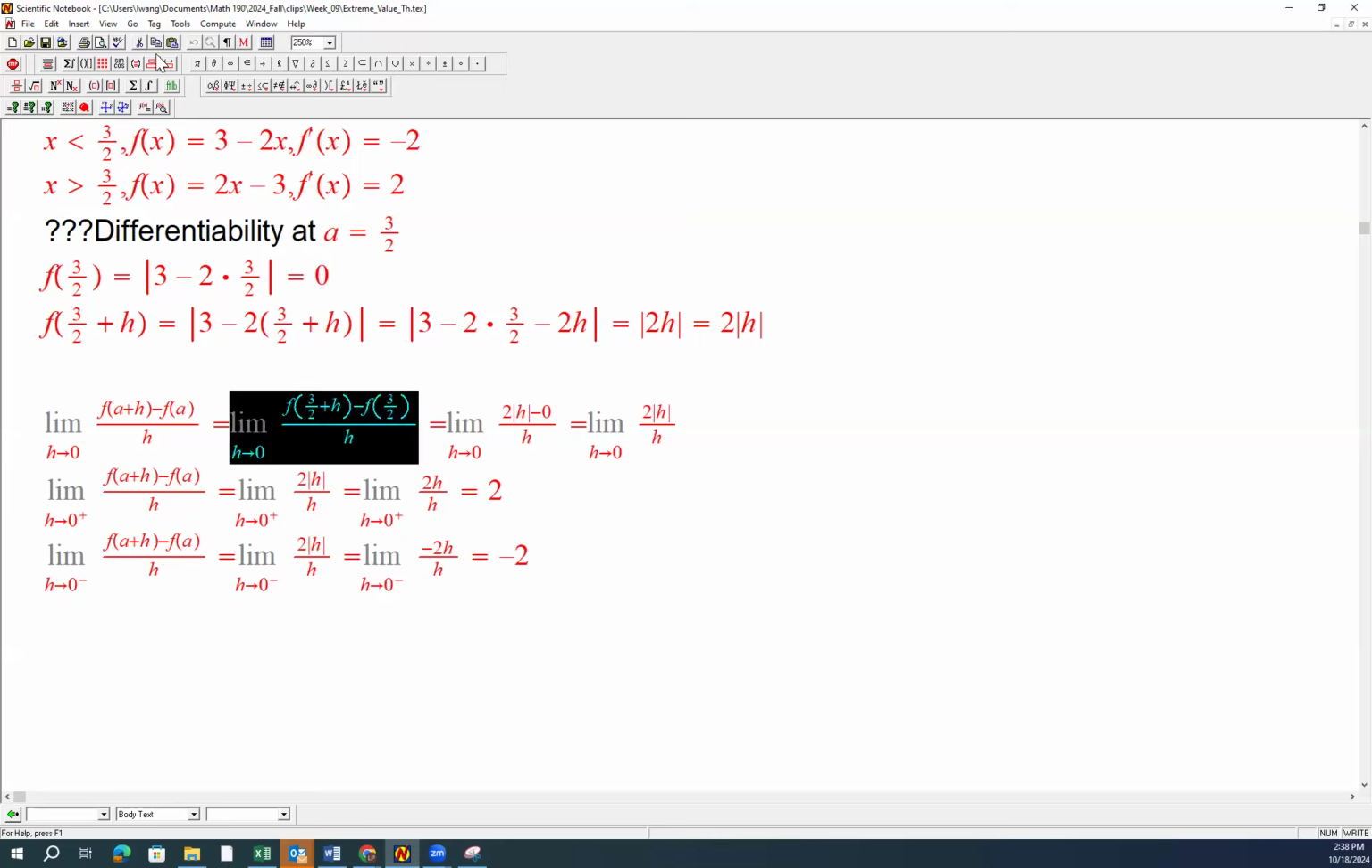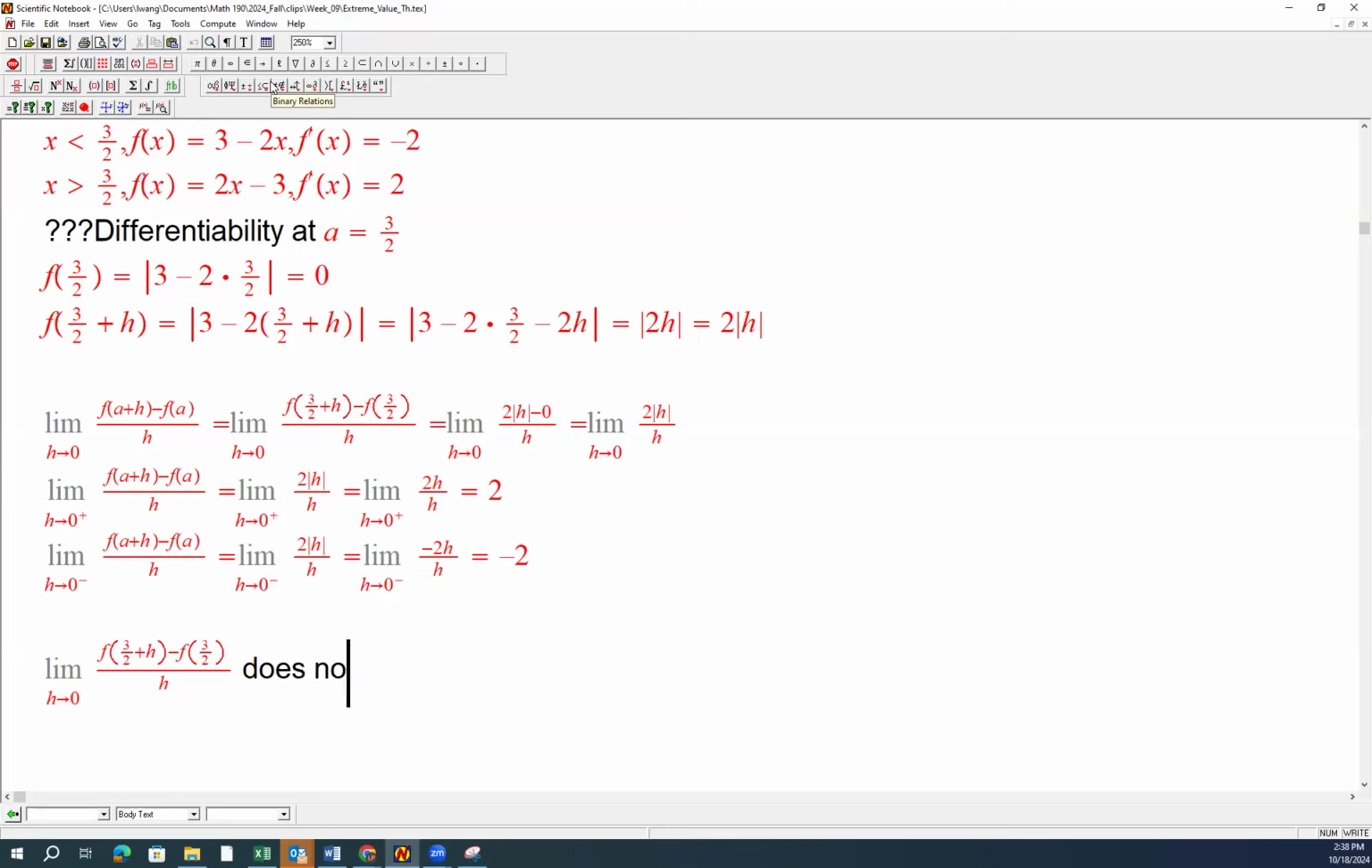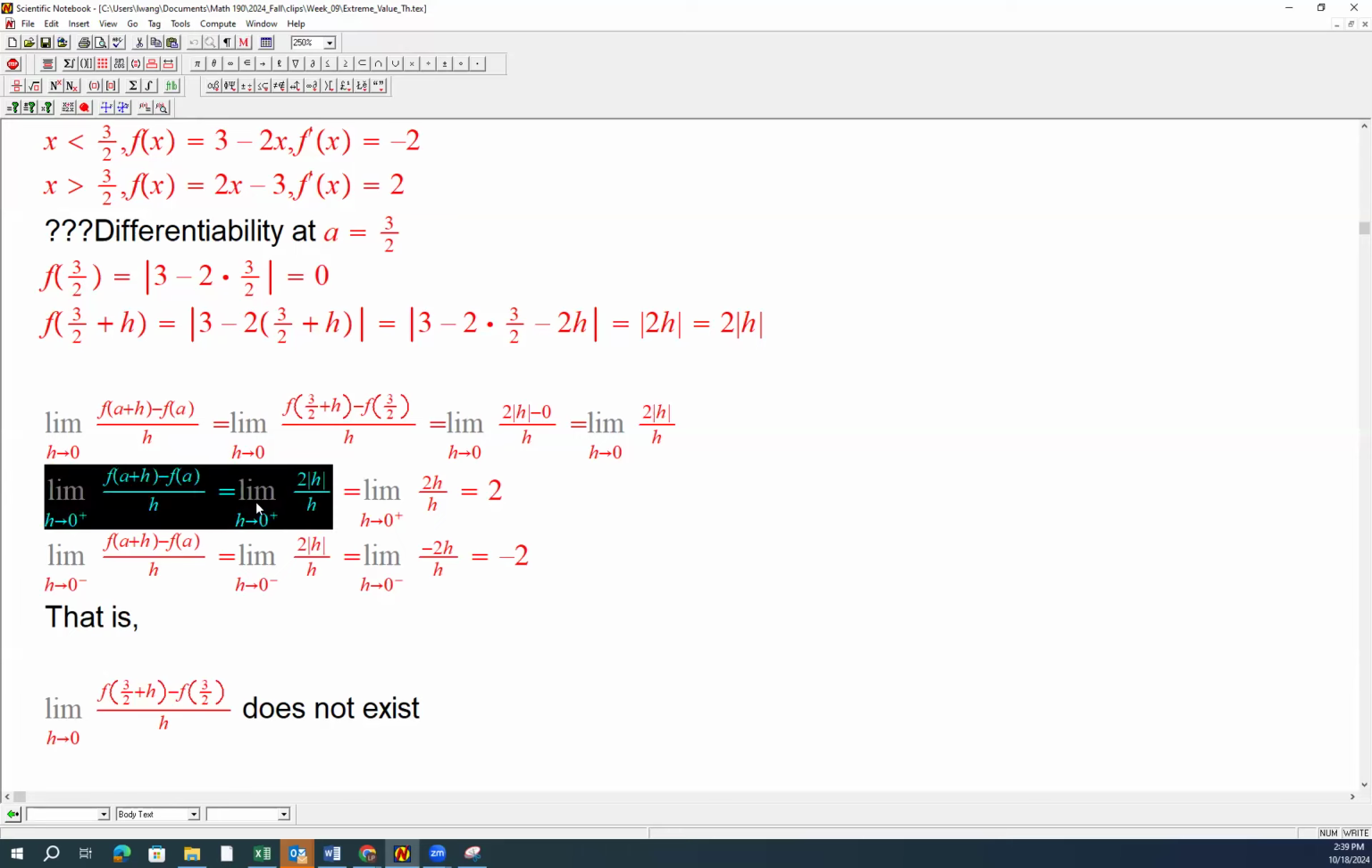What can we say about this limit? So this limit does not exist. And the reason is, so let's point it out to the reader, right? Limit from left.